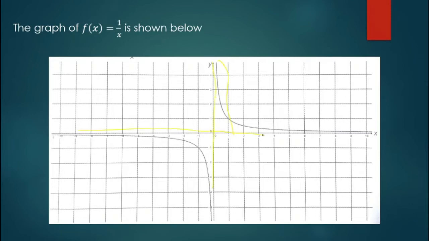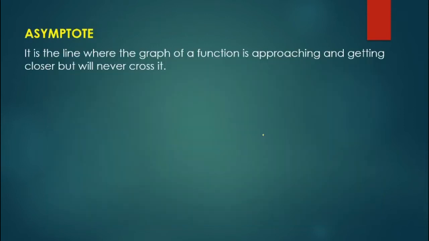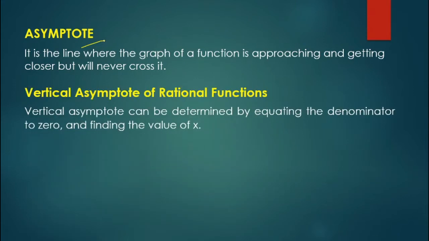So, meron tayong tinatawag na asymptote. So, what is asymptote? It is the line where the graph of a function is approaching and getting closer but will never cross it. So, yung dalawang graph natin is pwedeng maglapit ng maglapit pero hindi sila magdidikit. Okay po, hindi nila pwedeng i-cross ang asymptote. So, meron tayong tinatawag na vertical asymptote of rational function and horizontal.